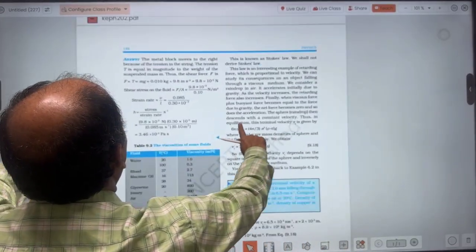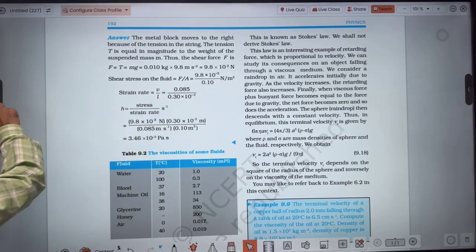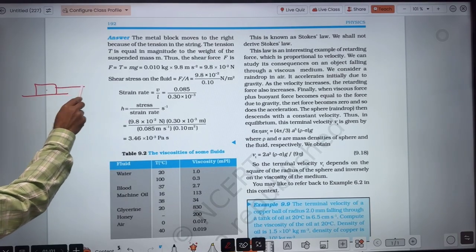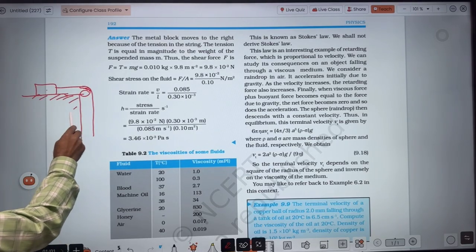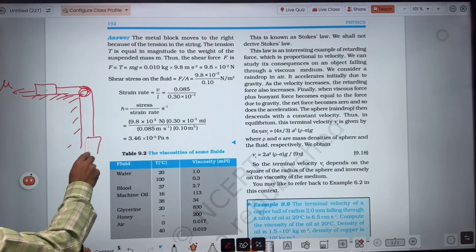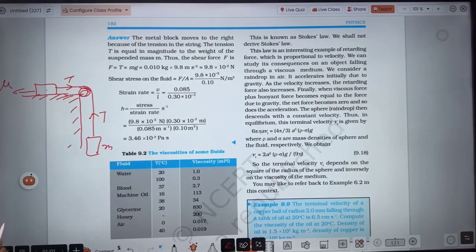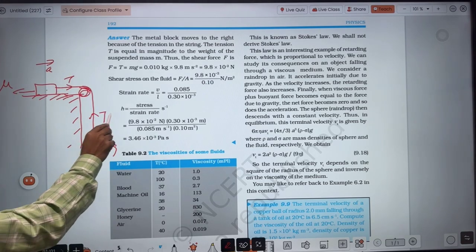So here the metal block moves to the right because of the tension in the string. If you remember, as we have already studied, suppose there is one block and one pulley system, and if there is some friction, suppose mu. Friction here we will consider another thing, but I'm just telling you for example. Suppose there is mass M, so there will be tension T. This will move, so tension will cause the motion in it, and mg minus tension will cause motion in the other, and a common acceleration will be there for both.